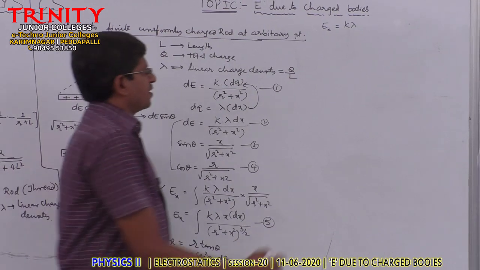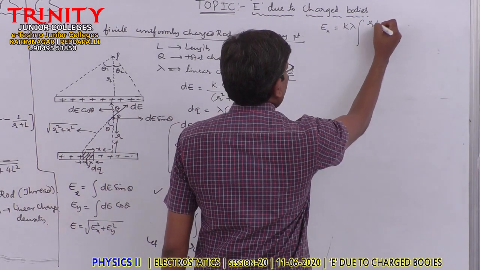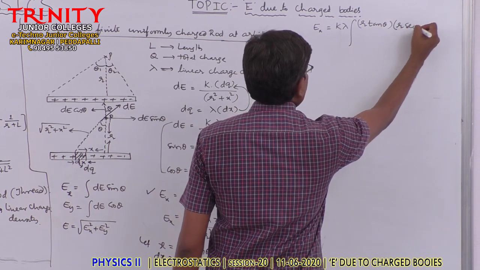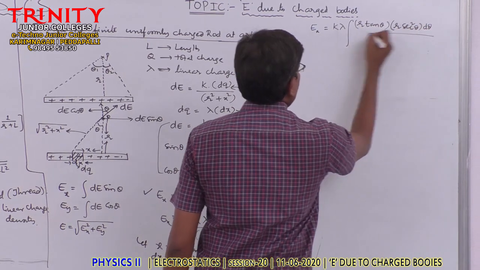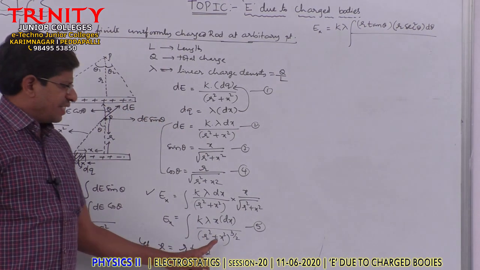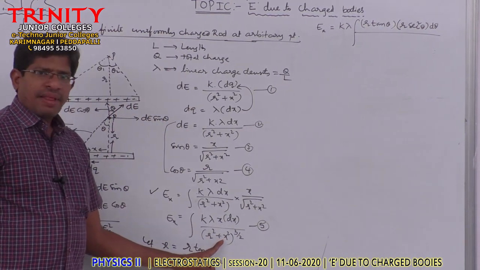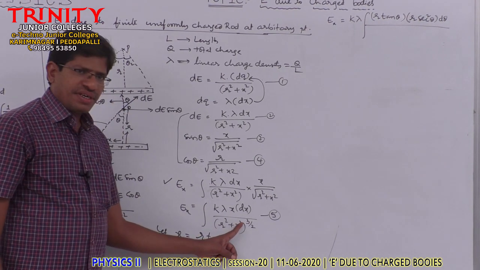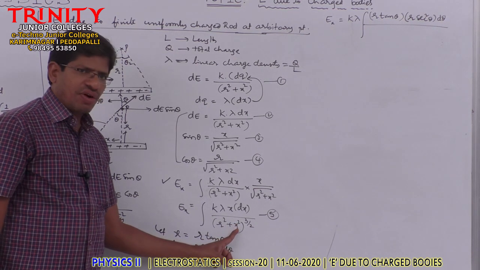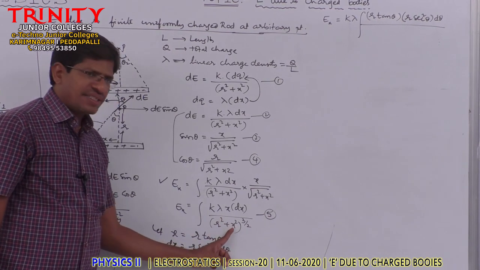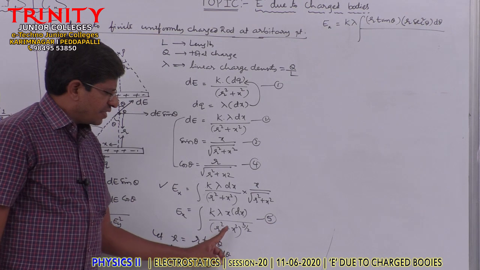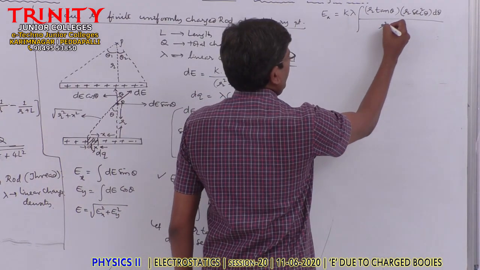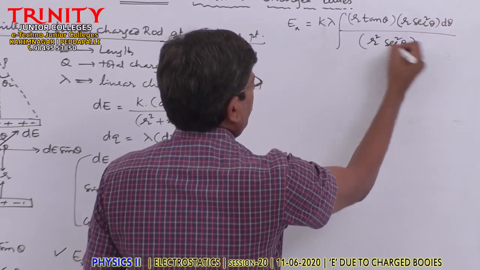x is r tan theta, and dx is r sec square theta d theta, divided by what is here. If you substitute r tan theta here, this will be r square tan square theta, then r square can be taken common, r square into 1 plus tan square theta. 1 plus tan square theta is nothing but sec square theta. So, you will get r square sec square theta to the power of 3 by 2.